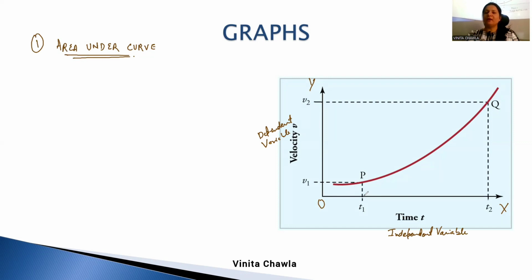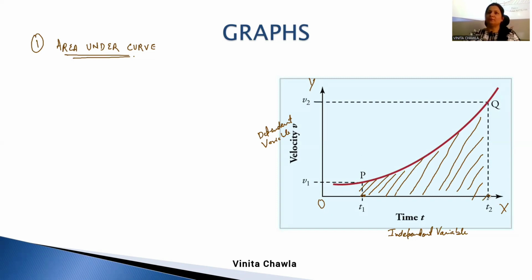Suppose we want to find the displacement from t1 to t2. So in a velocity-time graph, we can find displacement by finding the area under the curve. So you'll find the area of the shaded region, and the area of the shaded region gives the displacement in this time interval t1 to t2. So why displacement? Where did this displacement come from? How did this displacement come? This is the question.